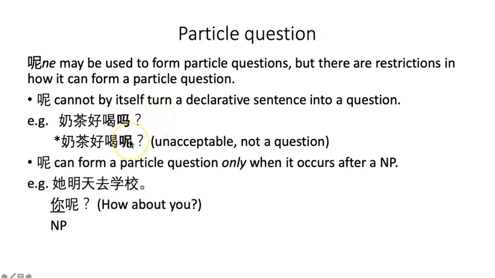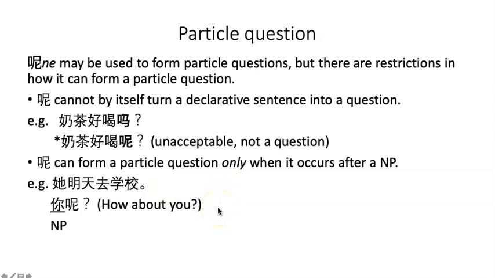And what about 呢? Does 呢 have the same function as 吗? Can they be considered as the same? The answer is no. We can see here, 奶茶好喝呢 is unacceptable. This is not a question. So then when can we use 呢 to form a particle question? It's quite specific. 呢 can form a particle question only when it occurs after a noun phrase, especially after a previous context. For example, 他明天去学校.